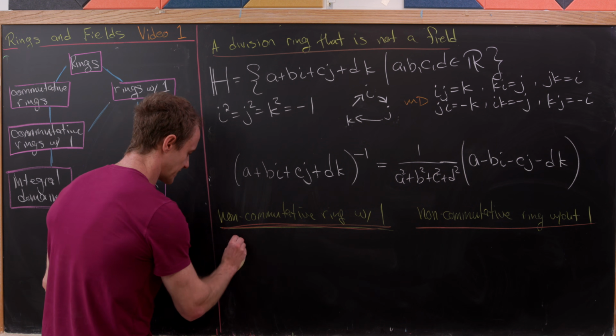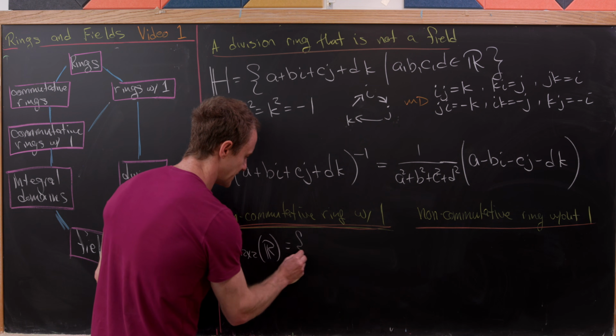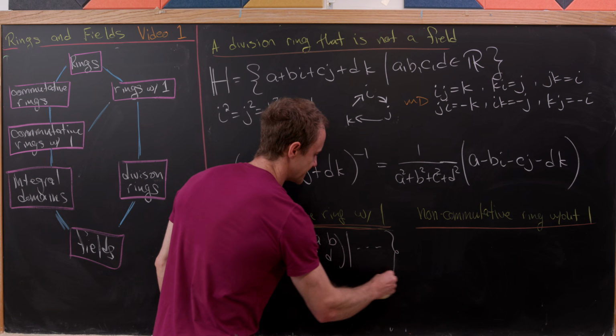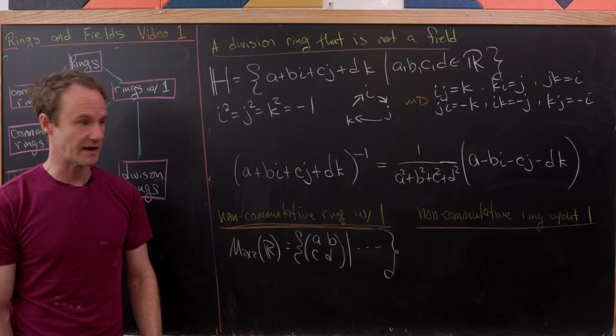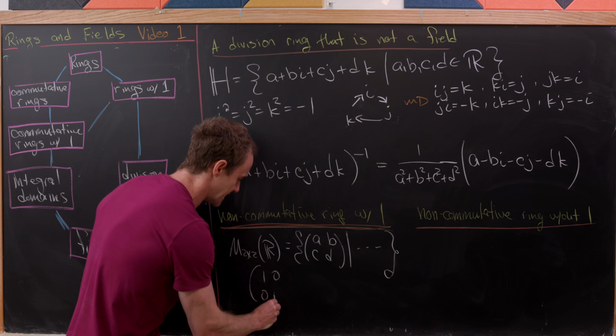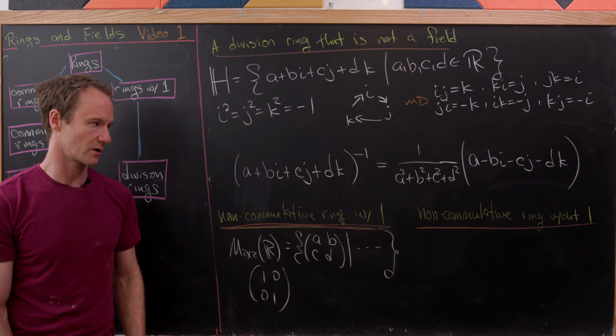So for the first one, let's take M_2(R). That's simply equal to 2 by 2 matrices with the entries in the real numbers. So I'll just put dot, dot, dot there. We defined that on the board already. And so there is a 1 that is the identity matrix, and then we know that it's non-commutative. We saw an example of that before.